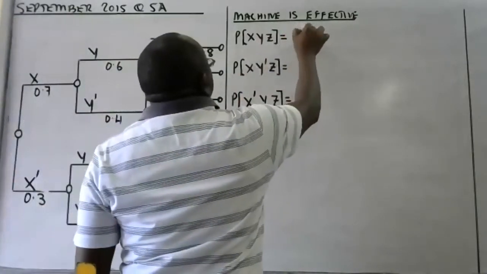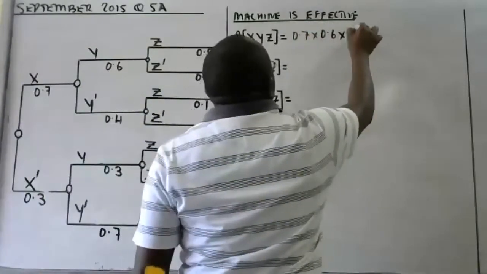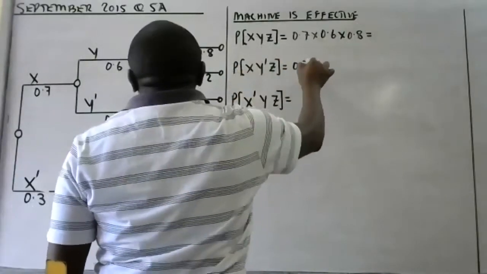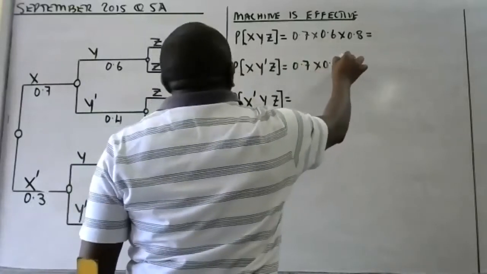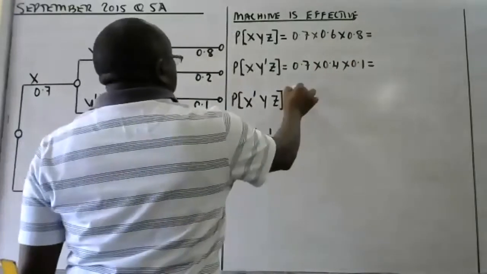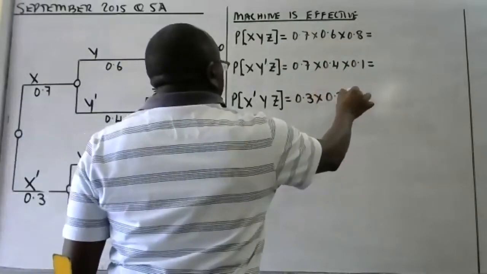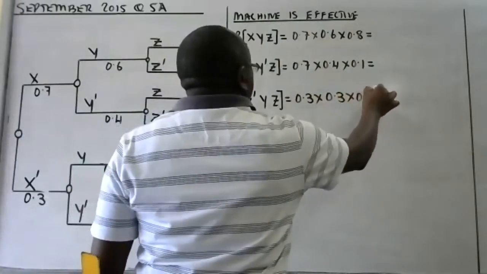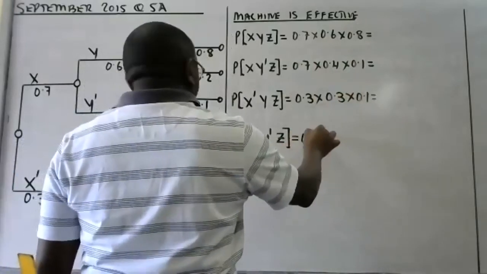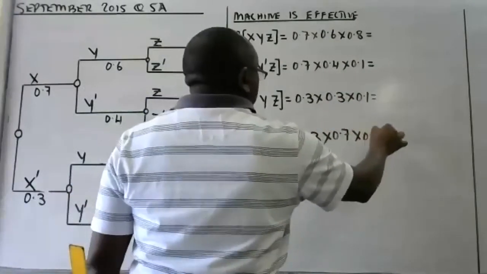So I get these probabilities. This will be 0.7 times 0.6 times 0.8. This other one will be 0.7 times 0.4 times 0.1. This will be 0.3 times 0.3 times 0.1. This other one will be 0.3 times 0.7 times 0.1.